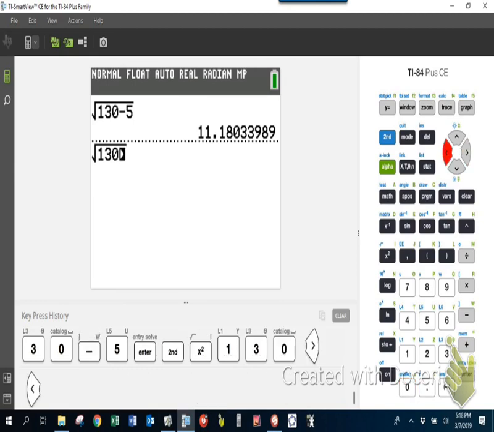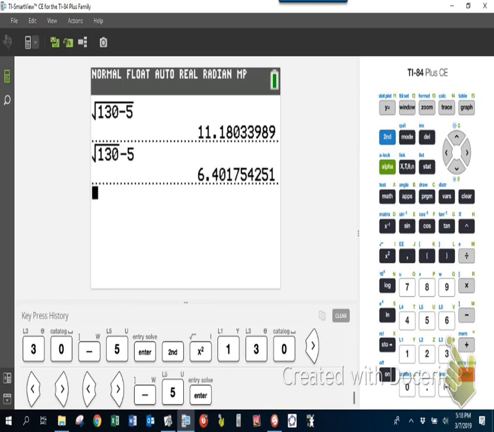Notice the difference that happened there. Look where my blinker is at. Now, my problem is square root of 130, stop, and then minus 5. This is how I'm getting 6.4. Some people make the mistake of not typing it in correctly, and you want to make sure you tell the square root to stop when it's supposed to stop.